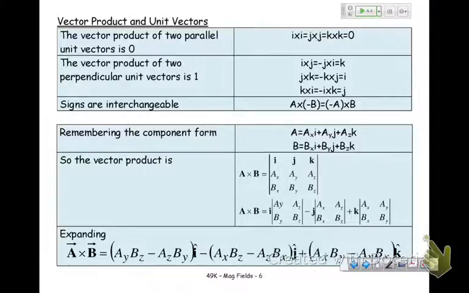Yeah? And minus j crossed with minus k, j crossed with i.